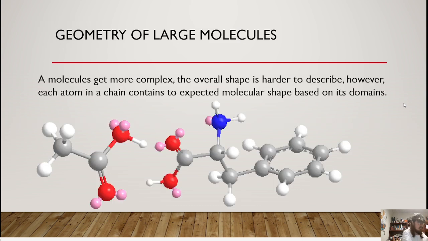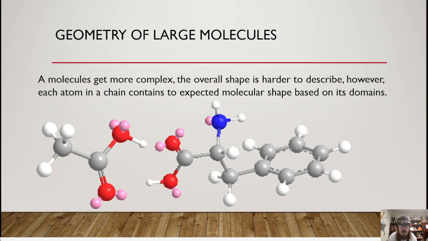Now, we will not always be blessed with small molecules. We can look at large molecules. However, all you need to know is that large molecules are made up of small molecules. As a molecule gets more complex, the overall shape is harder. We can't just describe this one molecule as having one shape. However, each part of the chain, each central atom of the chain, will adopt one of our basic geometries.